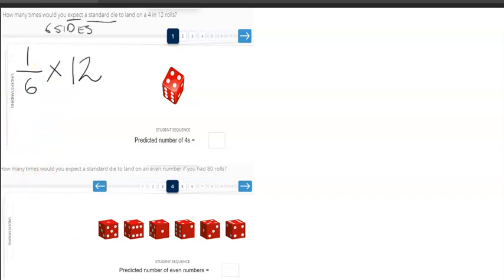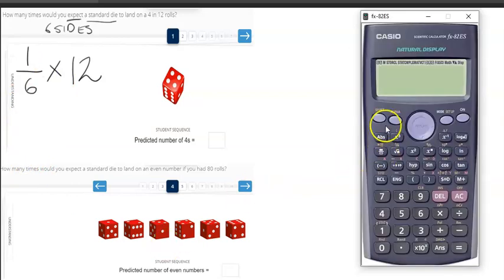Okay? So you will just get your calculator out, get the fraction button, put it as 1/6. Make sure you go across, okay? Because if you don't go across and you go straight into the times, it's going to put the times in the bottom there, and you don't want to do that, okay? So you want to make sure you go across, press times, and times it by 12. So we're expecting the number 4 to appear twice.